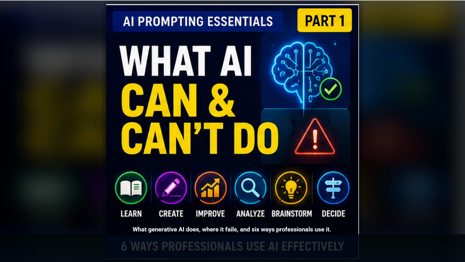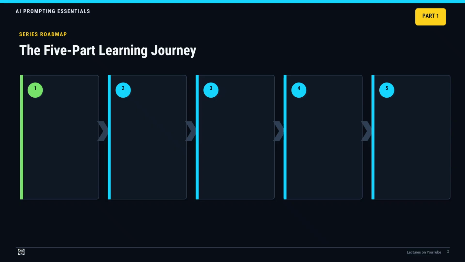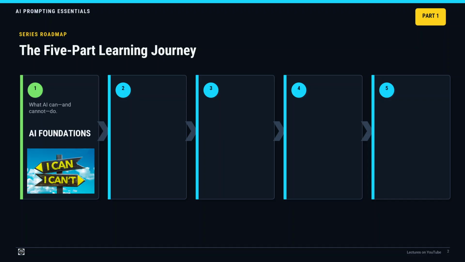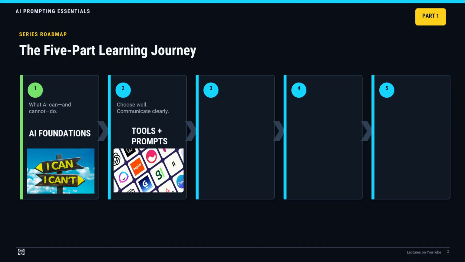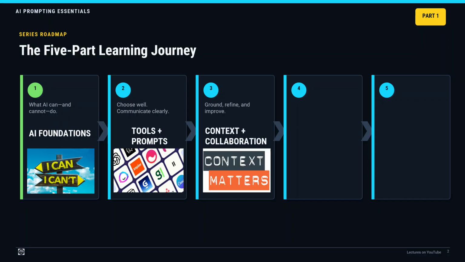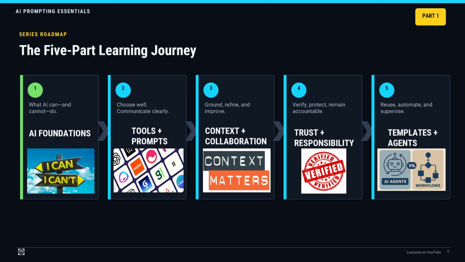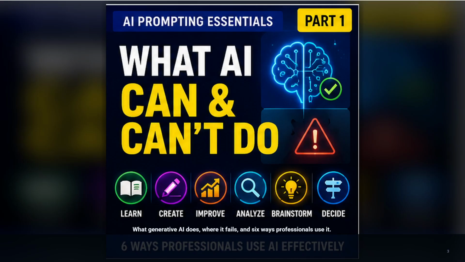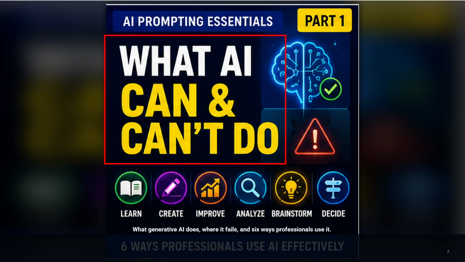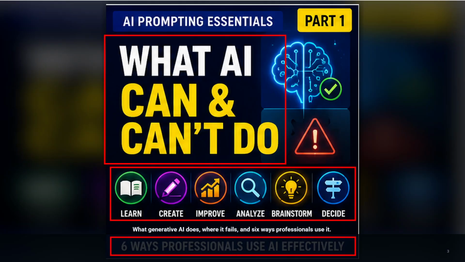for effective AI prompting. Across the series, we will examine what generative AI can and cannot do, how to choose the right tool and write effective prompts, how context and collaboration improve results, how to verify and use AI responsibly, and how to develop reusable workflows, automation, and AI agents. By the end of this video, you will understand what generative AI actually does, where its limitations lie, and 6 practical ways to use it professionally.